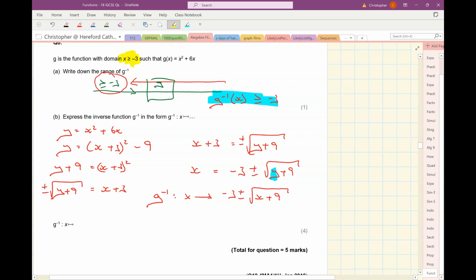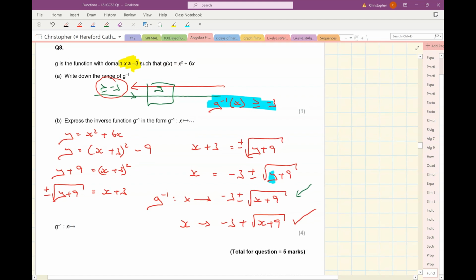So x can't be minus 3 subtract something. So actually, my only valid answer here is minus 3 plus the square root of x plus 9. So that is the answer. And this answer here would lose you a mark because you've included an answer which is not valid. And that is question 8 done.